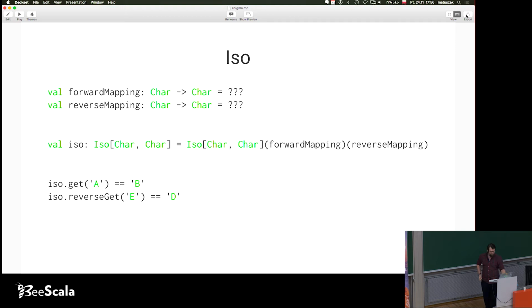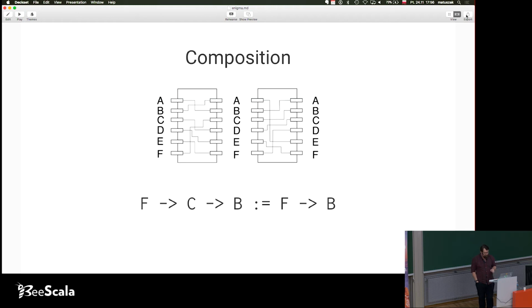Okay, this is how you can use this. So you have a forward mapping and reverse mapping, which we basically don't care for the moment. And you can create the isomorphisms from these two functions. And once you have this one, you can call the isomorphisms to get A, you will get B, and reverse get for E, you will get D. Nothing fancy, but you will see the power of this in a moment.